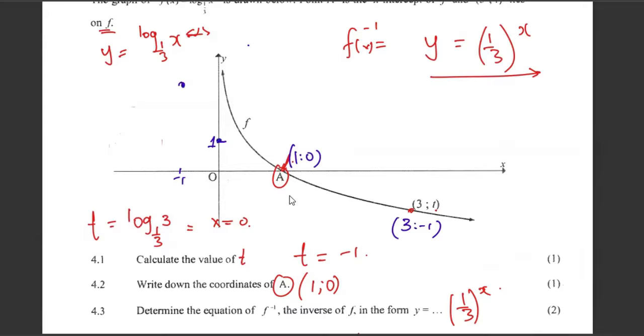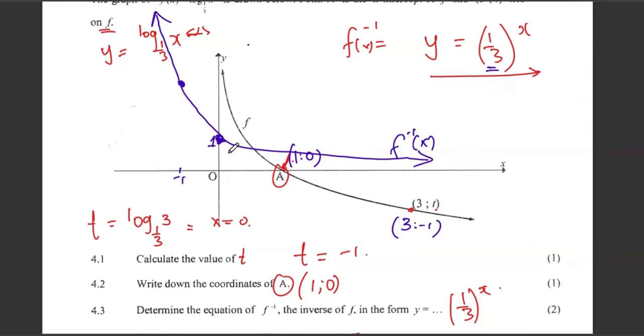And since our b value is a fraction, the graph should be a decreasing graph. So it should be moving in that sort of direction. That is the inverse graph. I've just decided to draw it then.